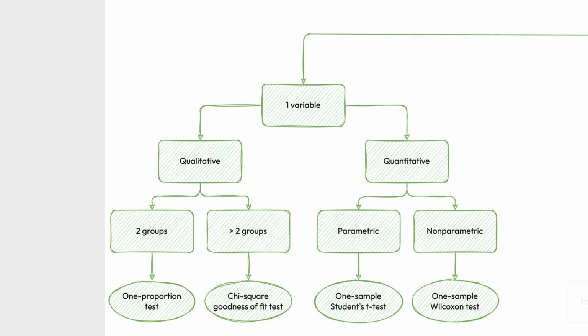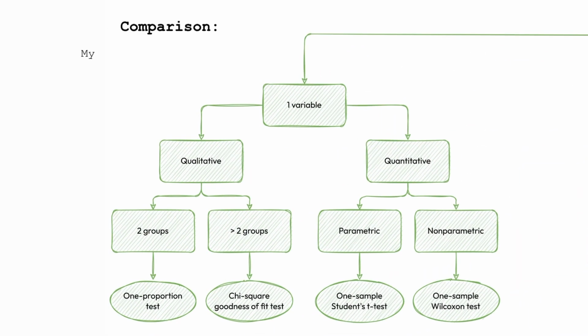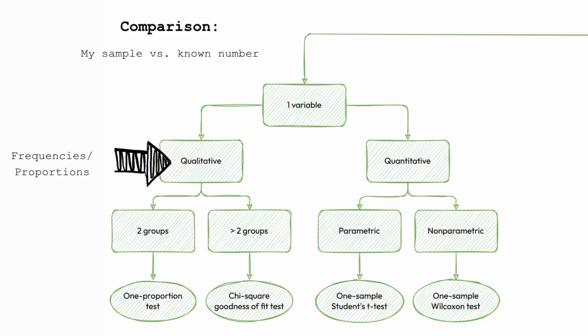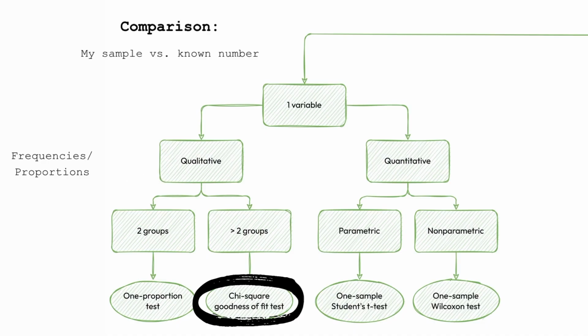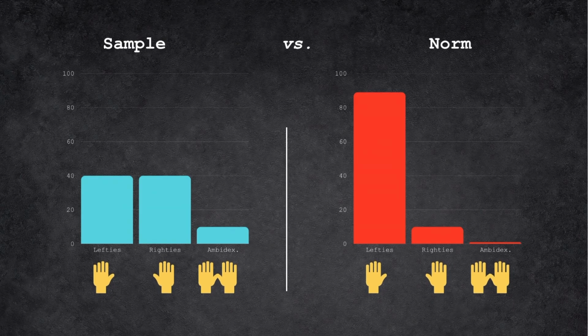When you have one variable, you're usually asking, does my sample look like what I'd expect from the population? For a single qualitative variable, you're comparing observed frequencies to expected frequencies. So say you recorded handedness as a categorical variable in your sample. Chi-square goodness of fit test could check if lefties, righties, and ambidextrous people appear in the expected proportions.